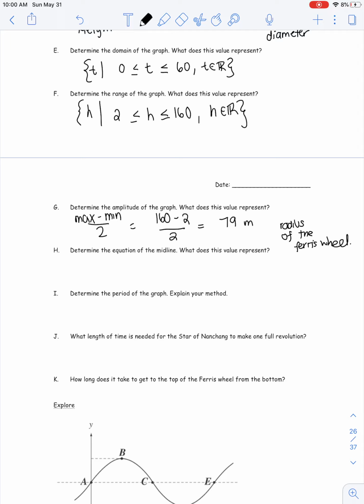And then we have our midline. Our midline is found by taking our max, added with our min, and then dividing by 2. So we'll have 160 plus 2 divided by 2, which will be 162 divided by 2, which is 81 meters high. So this is the halfway point between the highest and lowest height. This is another way of saying your average height. So this is the average height that is reached by this Ferris wheel.